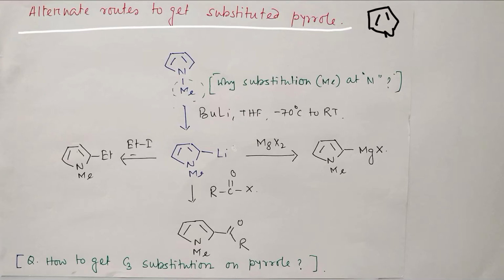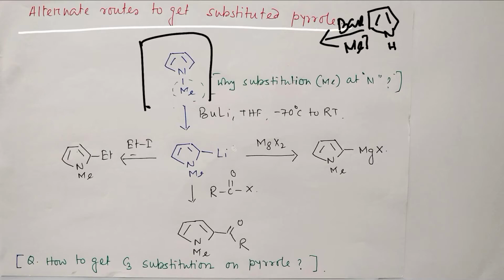So first of all, in the presence of base and methyl iodide, if you react, this will result in N-methyl pyrrole. Fine, this is one topic. But then will come the chemistry. This is one, but the removal of this methyl group is difficult.